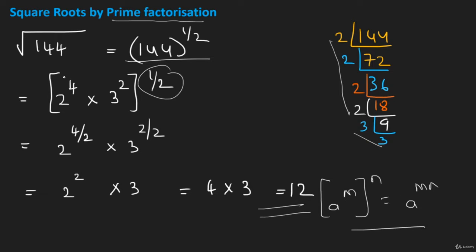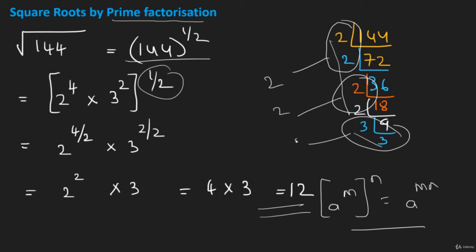Now you can see that when you are trying to find the square root, from every set of 2 factors, over here you have 2 2's, you take 1. You have 2 2's, you take 1. You have 2 3's, you take 1 3. So 2 into 2 into 3, that's the same that we got over here, which is 12.